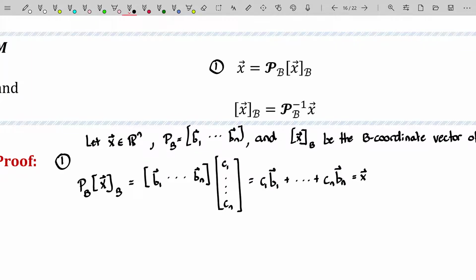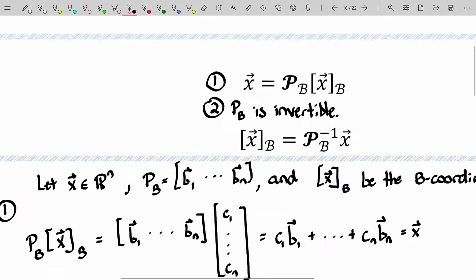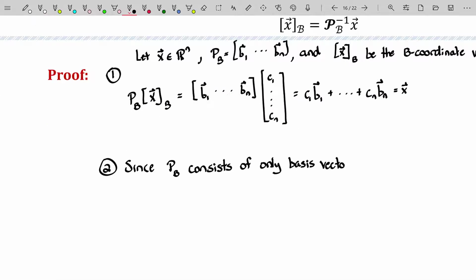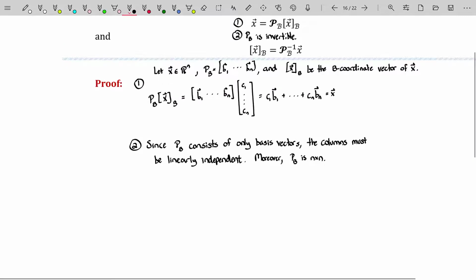The next thing I actually want to prove is the one that's not written here, that the change of coordinates matrix is invertible. And that's pretty quick to prove. Since P sub b consists only of basis vectors, the columns must be linearly independent. If they're not, then they can't be a basis for the vector space Rn. Moreover, there has to be n of them, and each of them must have n elements. Thus, P sub b is a square n by n matrix. By the invertible matrix theorem, you have a square matrix with linearly independent columns. That means that matrix is invertible.